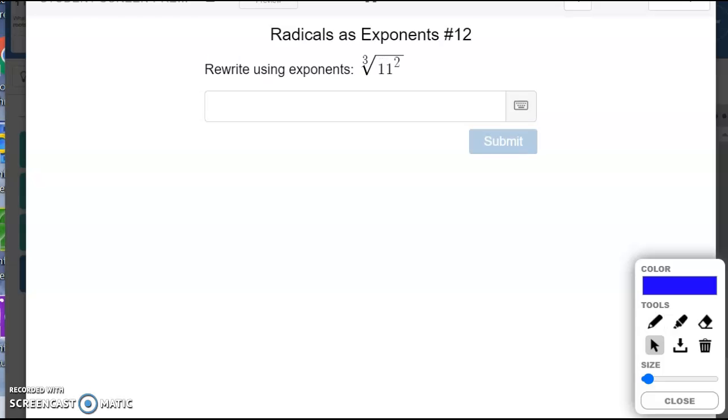Now we want to write this expression in exponent form. Currently it's in radical form. What's inside the radical sign is 11 squared, and then it is being cube rooted, which is the same as raising it to the power of a third. So that is the same as 11 to the power of 2 over 3.